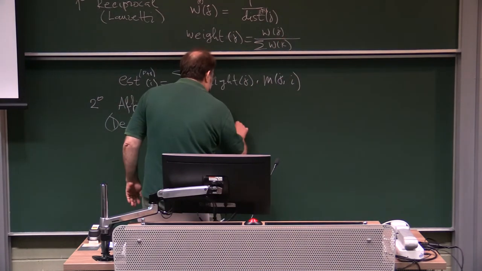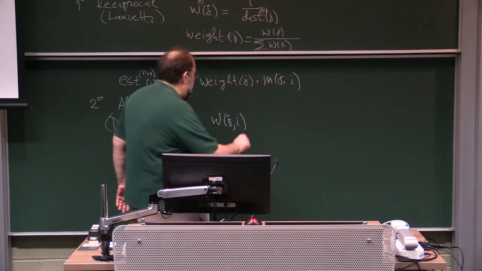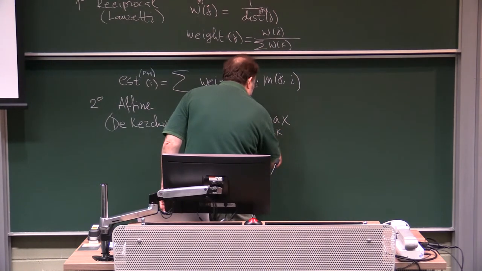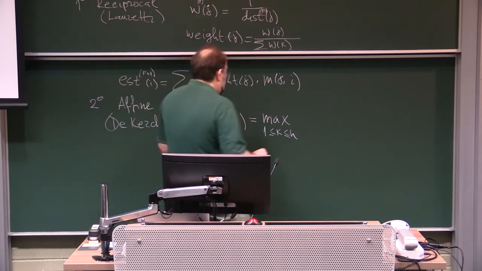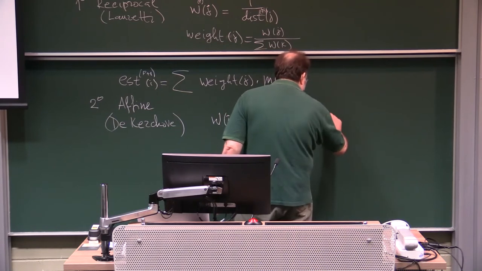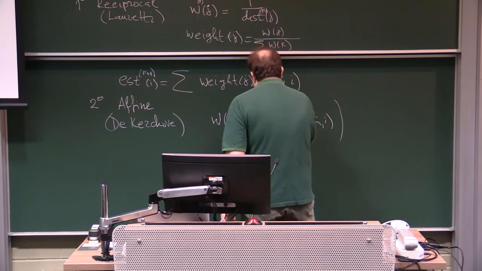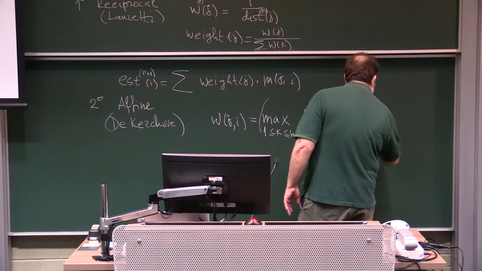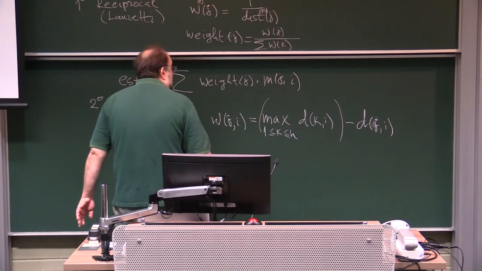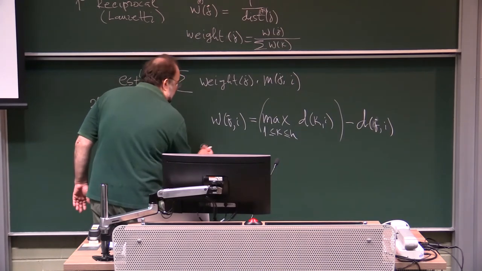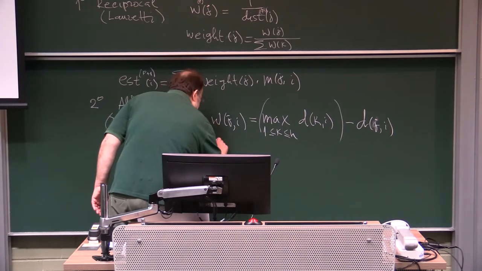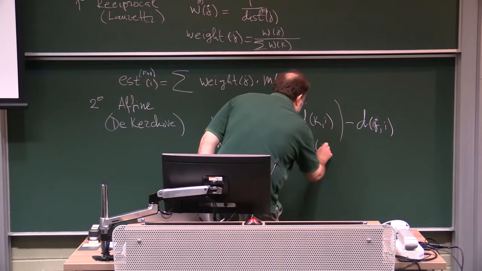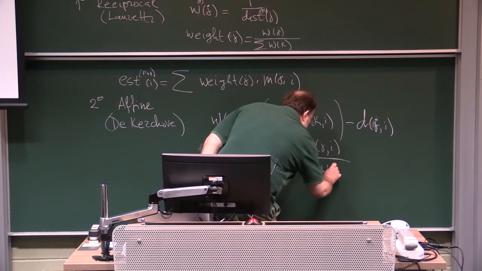Now here the weight depends both on the sensor and the instant when it's measured, because it is equal to the max, when k ranges between 1 and the number of sensors, n, of distance k I, minus the distance of sensor j at instant I. So here is the new estimate, and then of course we normalize the weight by having weight J I equal W J I divided by the sum of W K I over K.